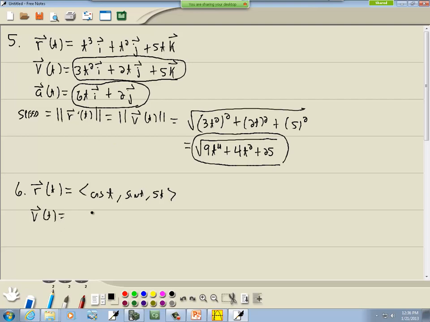Take first derivative of r. Well, derivative of cosine is negative sine. The derivative of sine is cosine. And the derivative of 5t is 5. And for acceleration, take derivative of that again. Well, we've got minus sine, so the negative carries down. Derivative of sine is cosine. And derivative of cosine is negative sine, so it becomes a negative sine t. And then 5 goes to 0.